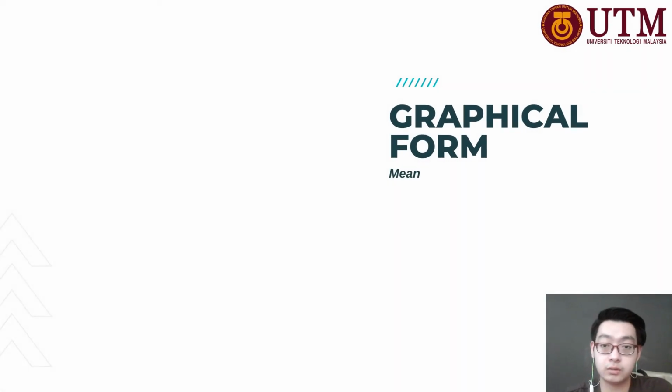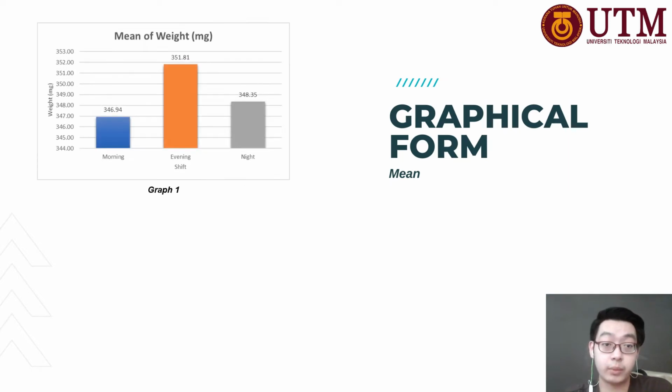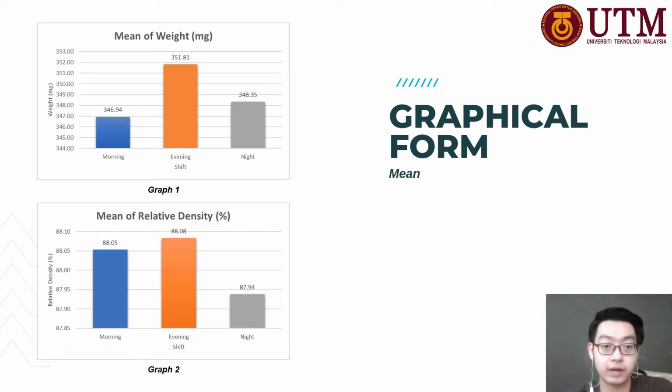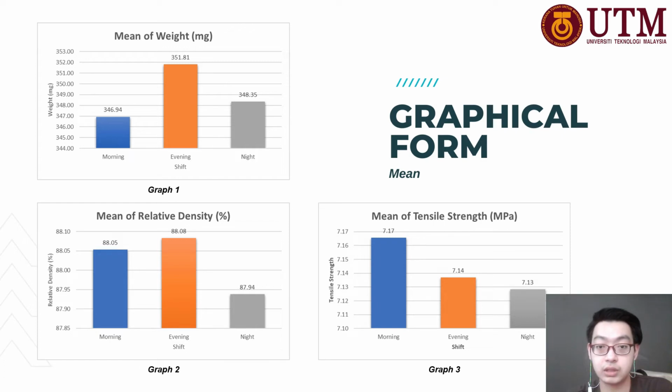Now we are going to discuss the graphical form, and this is for the mean. Graph 1 shows the mean of weight in milligrams. As you can see from the graph, the morning has 346.94 mg, the evening has 351.81 mg, and the night has 348.35 mg. Graph 2 shows the mean of relative density: morning 88.05, evening 88.08, night 87.94. The third graph shows the mean of tensile strength in MPa: morning 7.17, evening 7.14, and night 7.13.